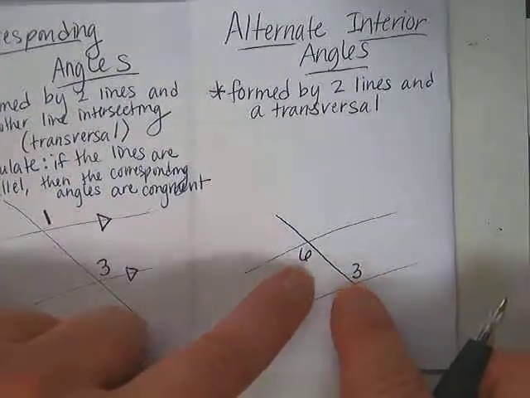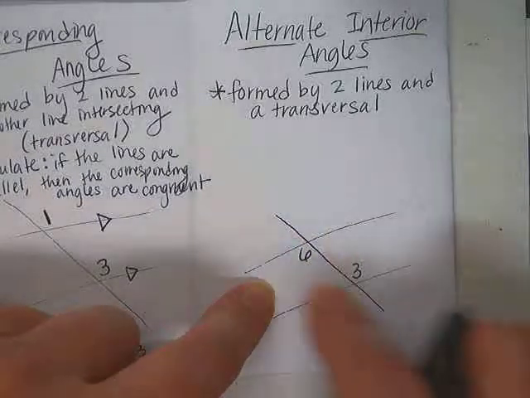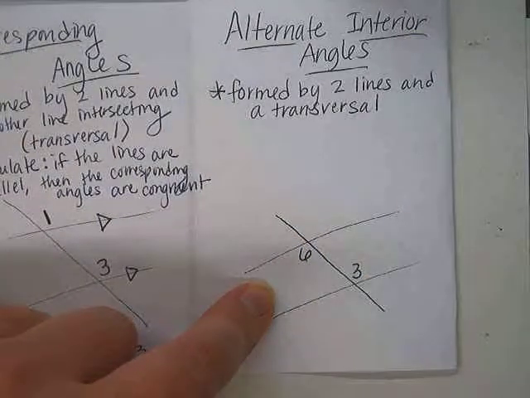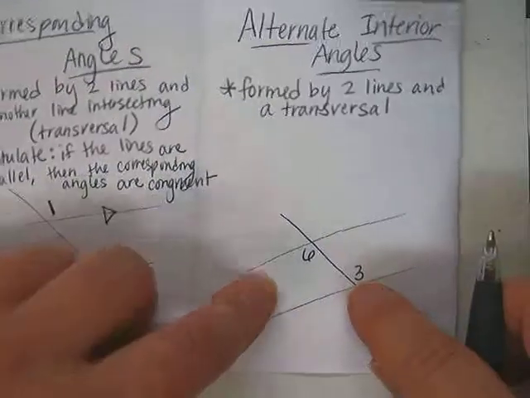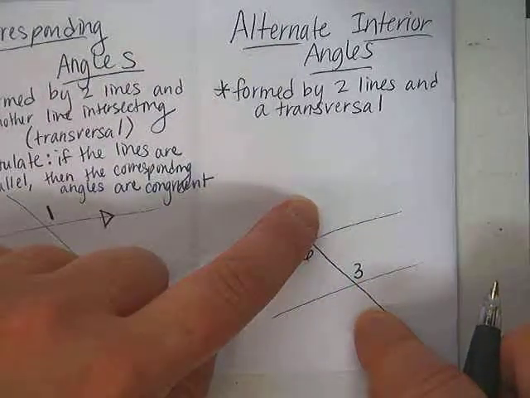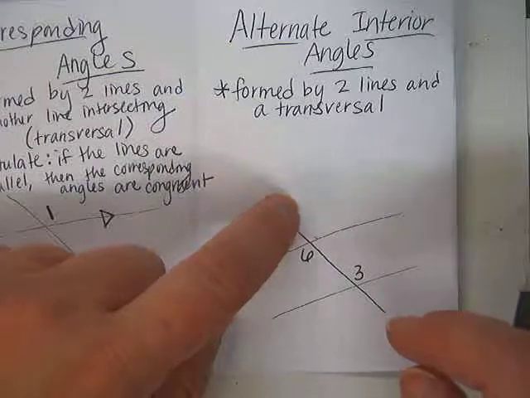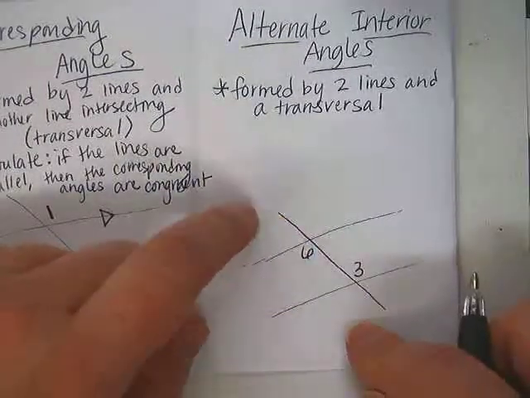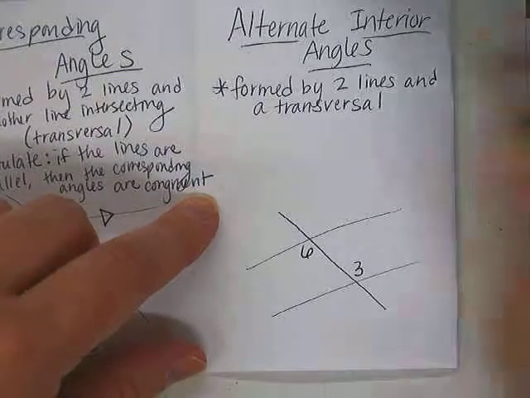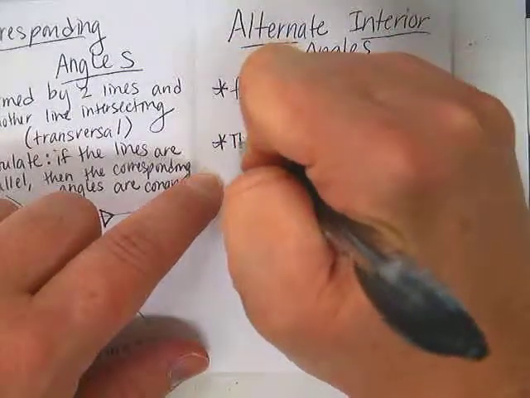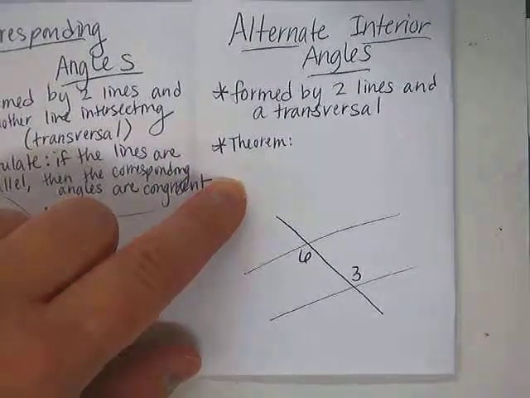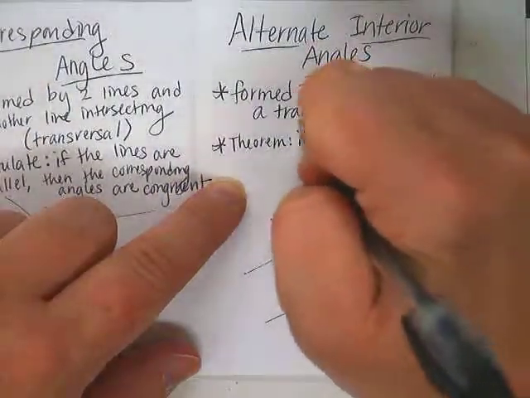So this was 1, 2, 3, 4, 5, 6. So see how angles 6 and 3 are on opposite sides from each other on the inside? That is called alternate interior. There's also such a thing as alternate exterior, but we're not going to write that down. There's not actually a postulate or a theorem for that, but it still works. Here's the theorem that we need to know.